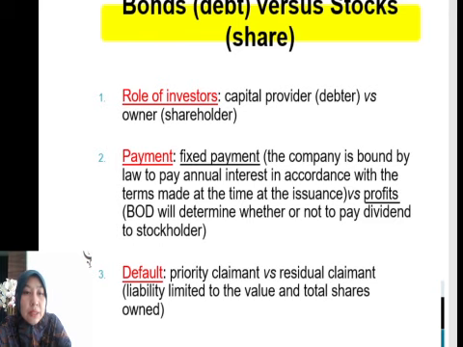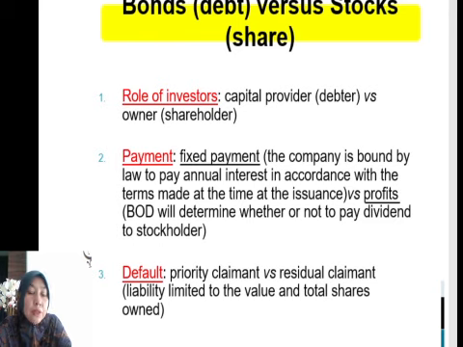So for bond, it is interest payment, fixed interest payment. If the company promises to pay 6% interest for a certain amount of investment, it is fixed. Yearly, they will receive this 6%. But for the shareholder or the stockholder, it depends on the performance of the business itself. So the board of directors will determine how much percentage of dividend they want to distribute to the stockholder later on.